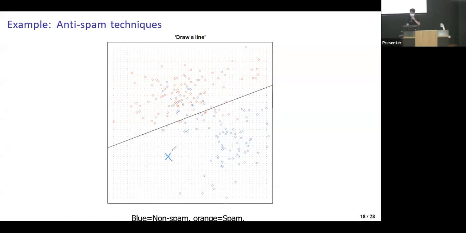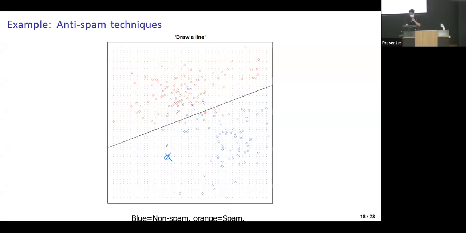This new incoming email, the status is unknown. We do not know whether it's spam or not. But looking at this Cartesian plane representing the feature space, it is very easy to say that this email appears to be very close to this cluster of blue points that we know for sure to be non-spam. So how about we predict this new email to be non-spam? That is very intuitive.